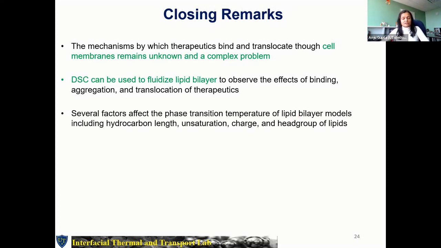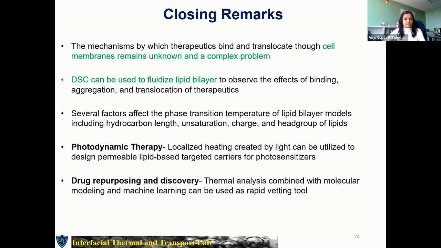And of course, depending on the choice of lipids, their hydrophobic chain length, the saturation, charge, this kind of phase change behavior changes drastically. And there are several applications where the thermal analysis of lipid bilayers can be applied. One of the examples I showed you was photodynamic therapy, where we were able to notice the localized heating can be used to design better carriers for photosensitizers.